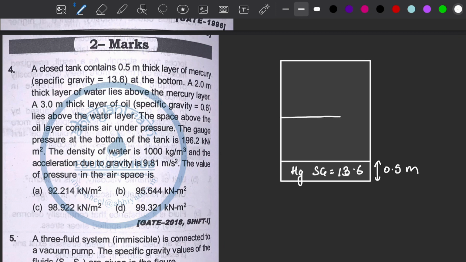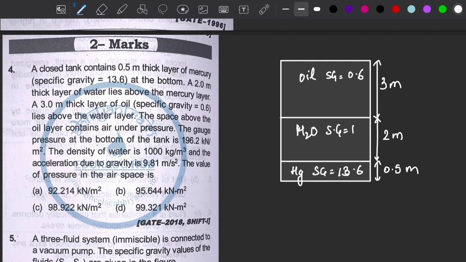water, and this water lies above the mercury. So it is H2O, which has specific gravity 1, and a 3-meter thick layer of oil. Now above this there is oil, which is 3 meter, and the specific gravity of oil is also given, and that is 0.6.